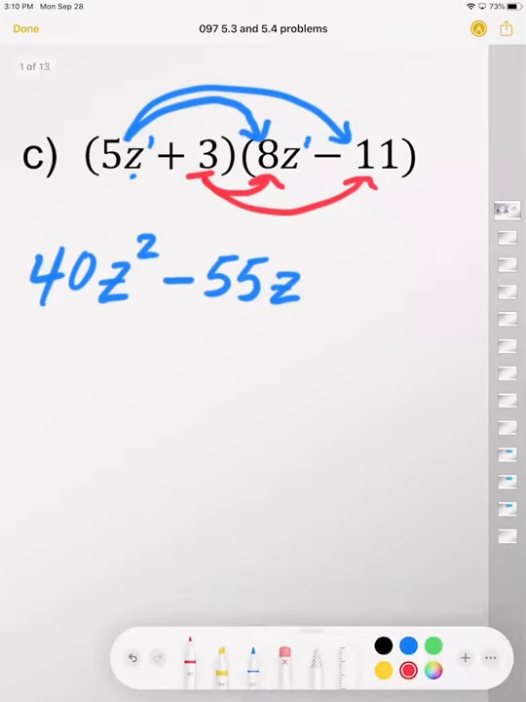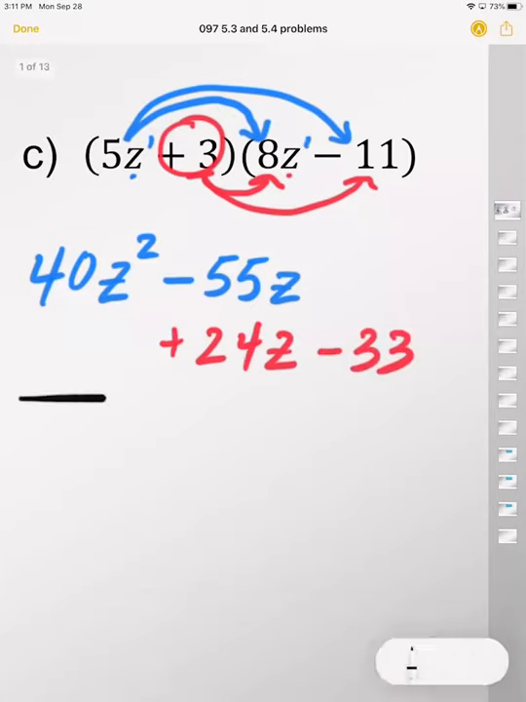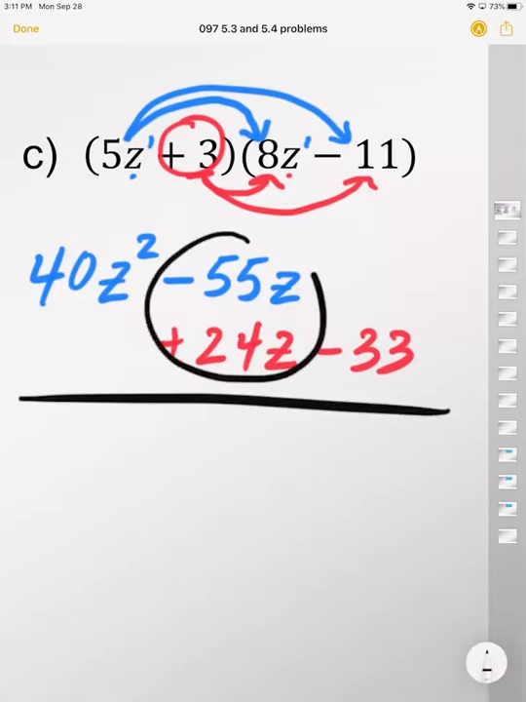The second item, because it's positive, I still multiply with a positive number. 3 times 8 gives me a positive 24. Bring down my Z because of this Z. And 3 times negative 11 gives me negative 33. And now all I need to do, just like before, consistently the same, is combine like terms. And my like term in this case will be my Z. So my 40Z to the second power is still 40Z to the second power.